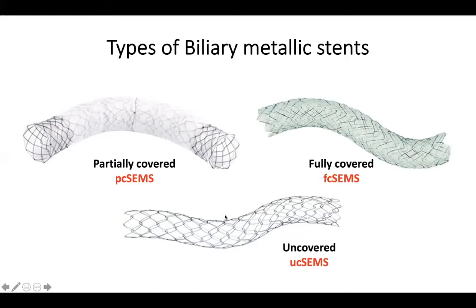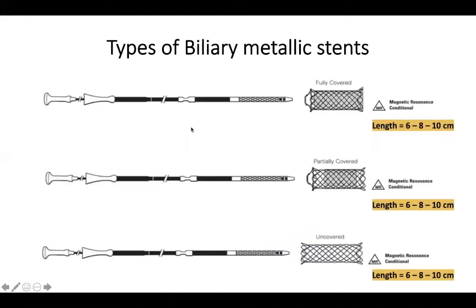The advantage of the uncovered stent is that it is stable and does not migrate, but the disadvantage is that after a long duration of stenting, tumor ingrowth could happen. The covered stent has the advantage of avoiding tumor ingrowth inside the fenestrae of the metallic stent, but it has a high rate of migration.